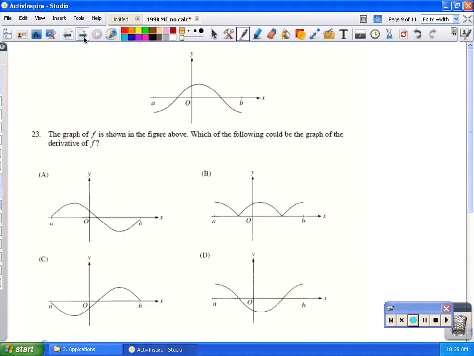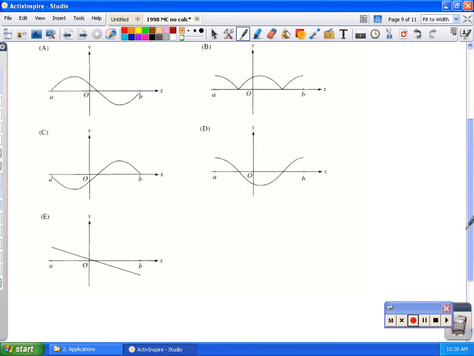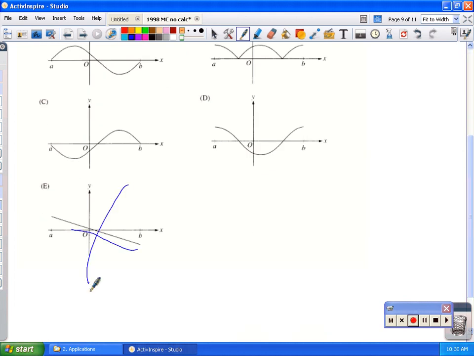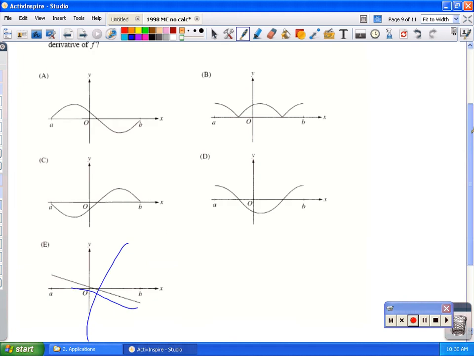Number 23, the graph shown is an original function f of x, and we're looking for its derivative. First thing, ladies and gentlemen, let's understand that this is not a parabola. I repeat, this is not a parabola. Do you understand why it's not a parabola? Therefore, its derivative cannot be a line. Agreed? So that one's out.